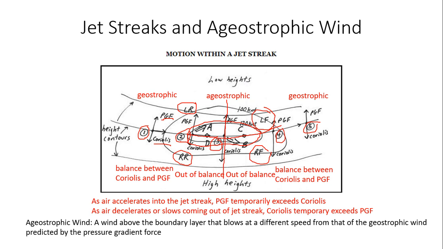And then over here at point 4, as the air parcel comes out of the accelerated speed area, it's slowing down, and we have the rightward directed Coriolis force temporarily exceeding the leftward directed height gradient force or pressure gradient force. So we have an accumulation of mass in the right front quadrant and a removal of mass in the left front quadrant.